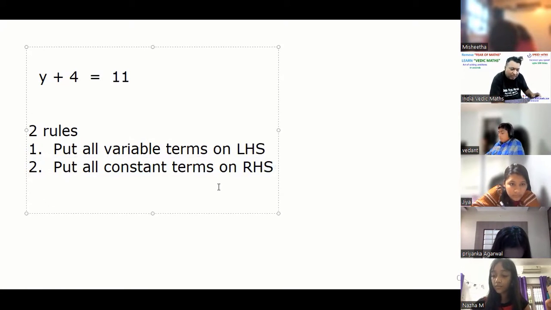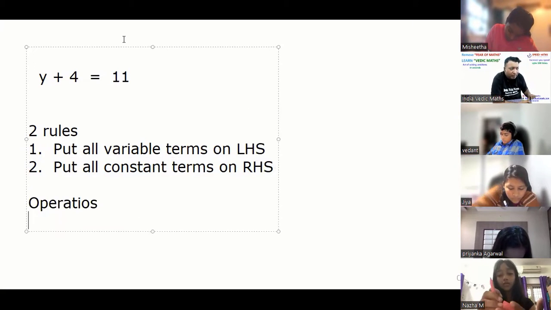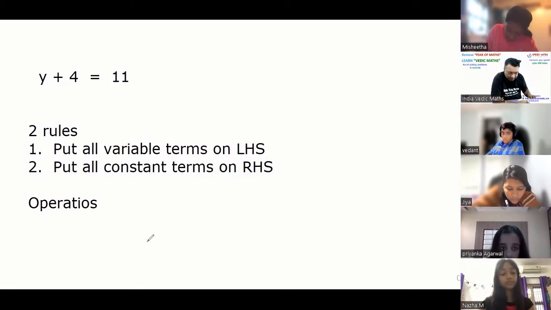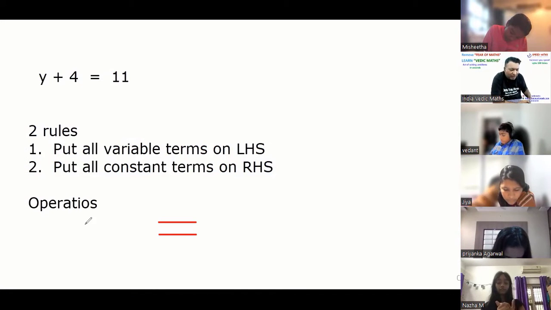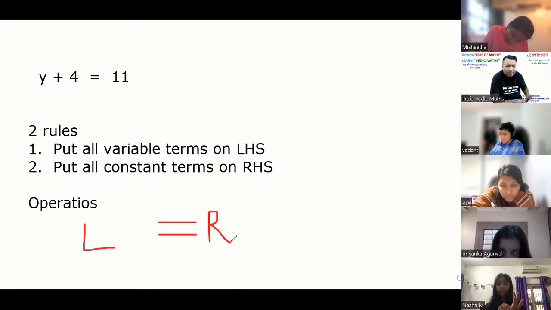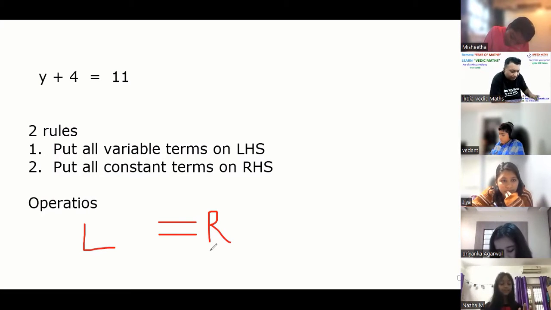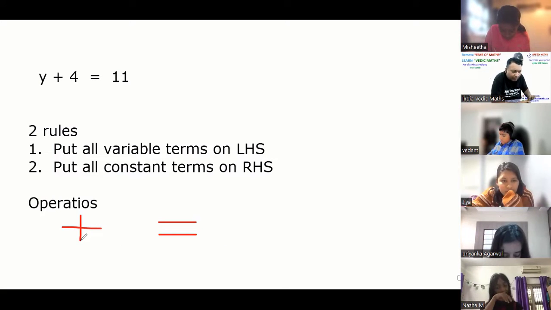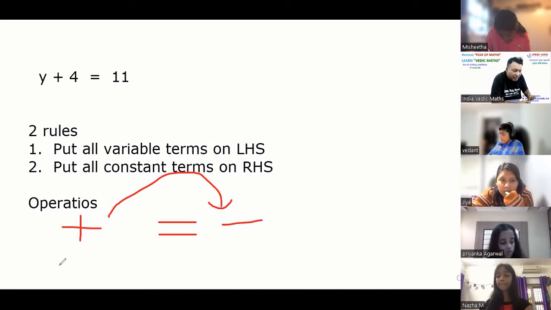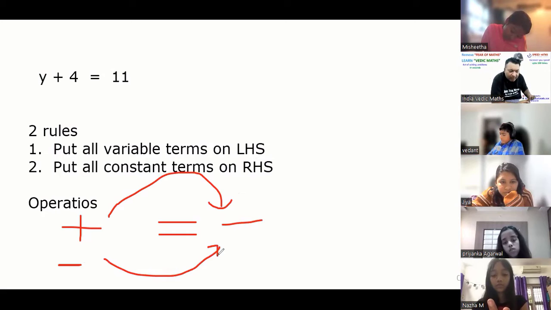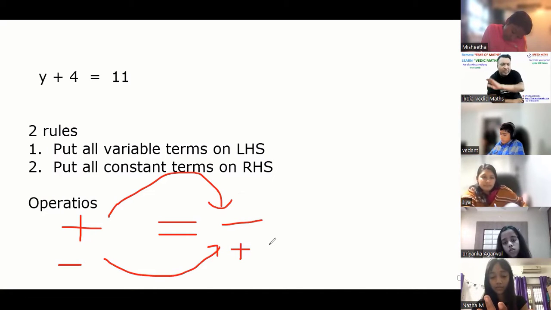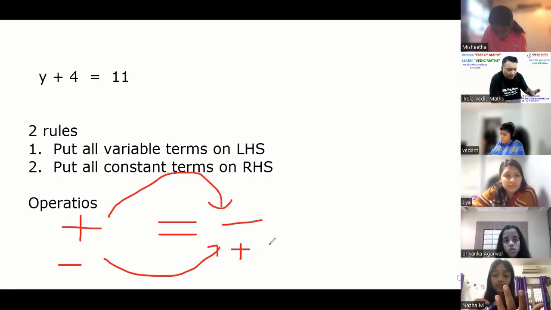Now, how to do the operation? Operations are very simple. Listen very carefully before we solve this equation. Suppose this is your equal to sign. This is your left hand side, this is your right hand side, correct or not? So, if there is a plus on the left and you move it to the right, it becomes minus. If there is a minus on the left and you move it to the right side, it becomes plus. Minus becomes plus, plus becomes minus. Simple.